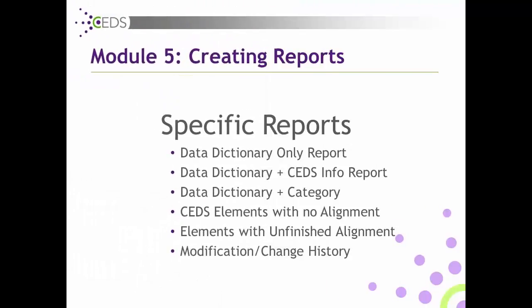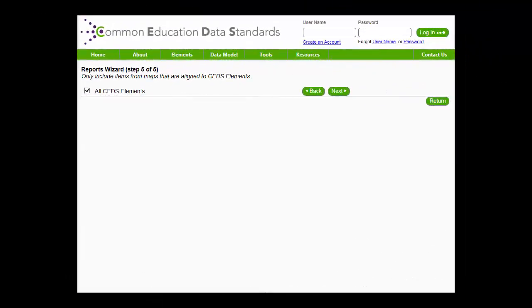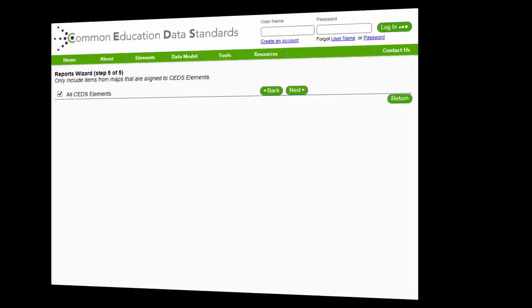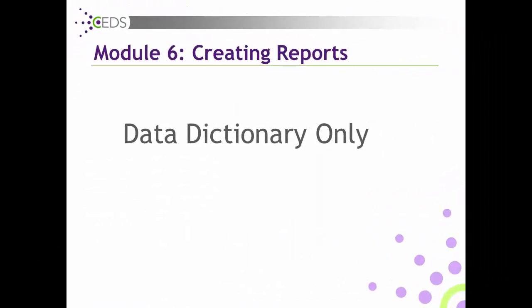This section assumes that you have completed steps 1 to 3 of generating an Align map-based report to select the map or maps for which you wish to create the report. For purposes of demonstration, we will select all CES elements in step 5 for each report. This topic will discuss the Data Dictionary Only report. The Data Dictionary Only report will display the element information for the selected maps. When multiple maps are selected, each map will be listed side by side.